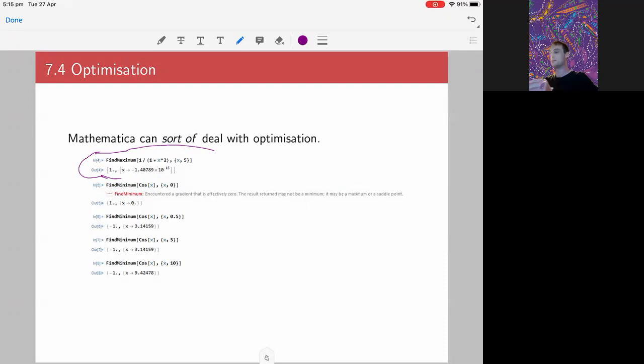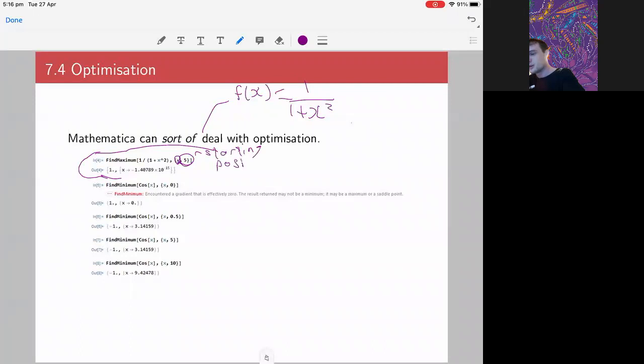So what's going on here? Well, in this first line, I was looking at the function f of x equals 1 on 1 plus x squared. And I wanted Mathematica to find a maximum. How did I do that? Well, I told it that I was looking to find a maximum in x. So again, if you define a function with multiple variables, you need to specify what you're maximizing over. And this number here is sort of a starting position.